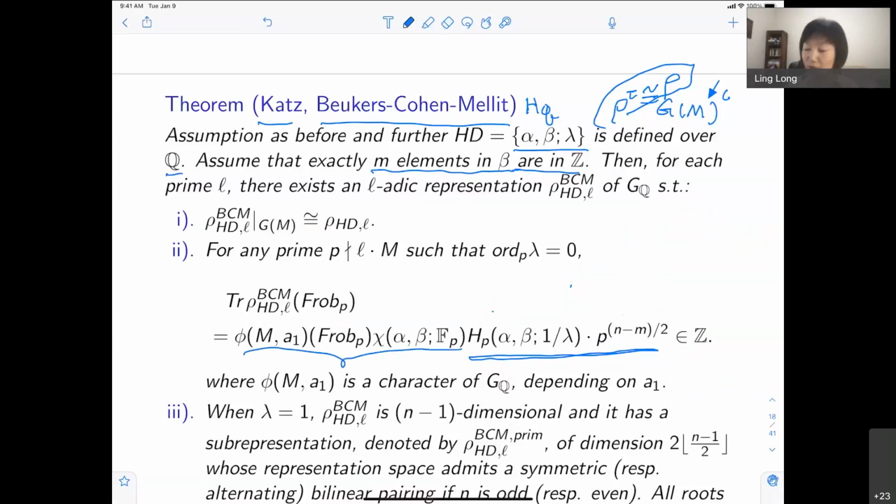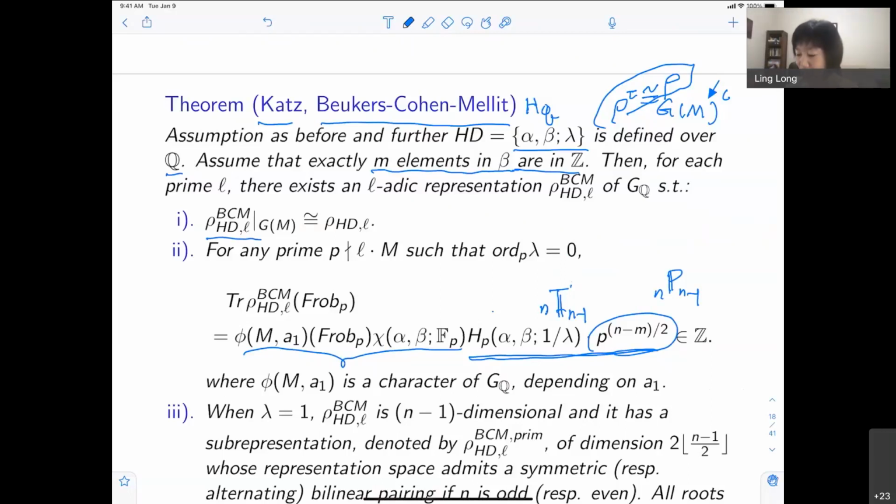Corresponding to the normalized period function. Go back to the period function, because Katz is using the period function. There might be an additional power p. So you need to put things together in a way so that they match up exactly. So the first statement is that there is now a lifting, which we call the representation corresponding to the hypergeometric data with respect to this l-adic field.